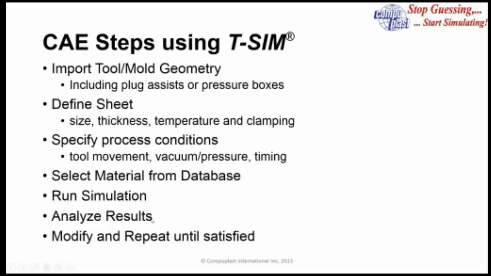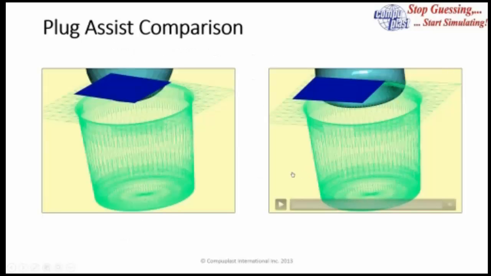Once we look at the results, we either like what we see or we don't like what we see, and we go back up and we make a modification either to the tool, to the sheet thickness, to the process conditions, and then we repeat until we're satisfied that we have a good process that's giving us a uniform sheet thickness. So here's an example of how we might use the simulation to distinguish between two plug designs.